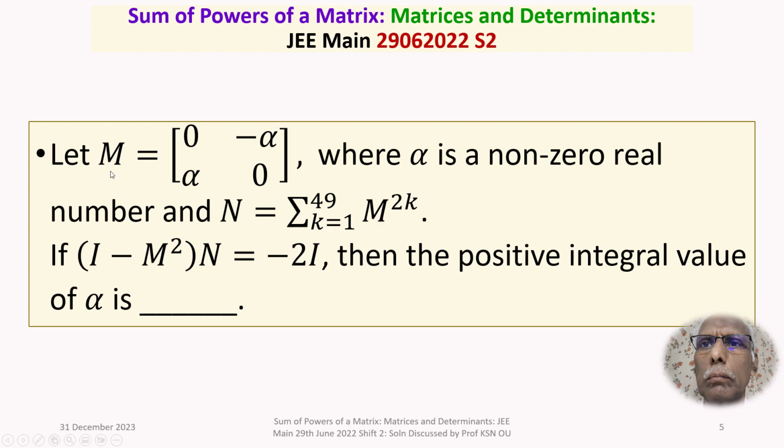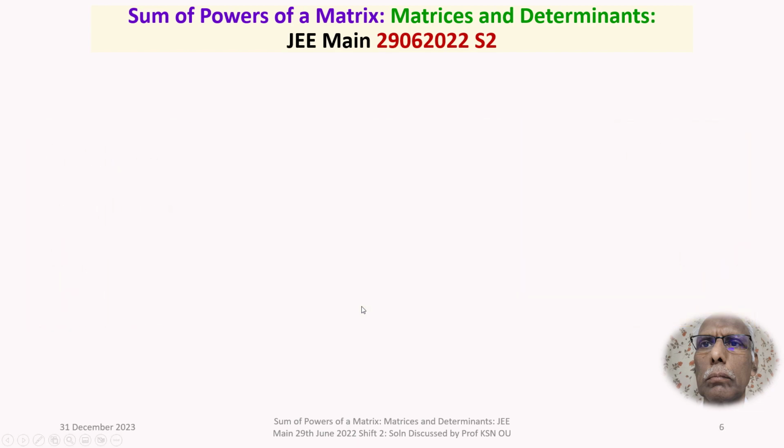We are given M is a 2 by 2 matrix like this, alpha is a non-zero real number, and N is the sum from k equal to 1 to 49 of M power 2k. It is also given that (I minus M square) multiplied by N is equal to minus 2I. We are required to find the positive integral value of alpha. Let's now discuss the solution of the problem in detail.